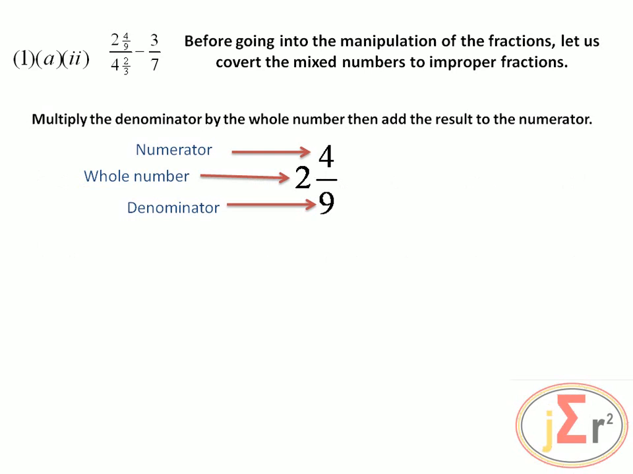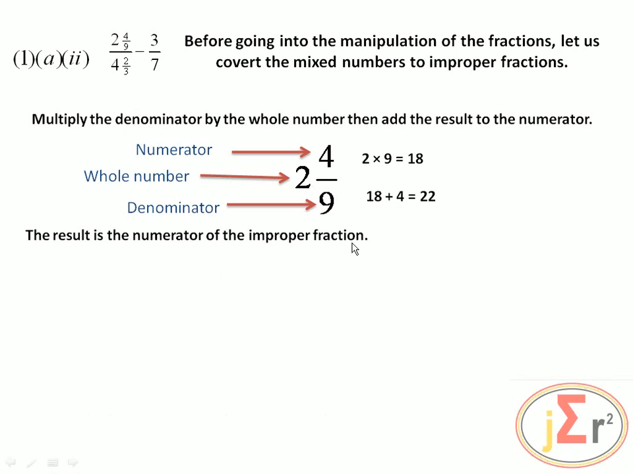Multiply the whole number by the denominator. 2 multiplied by 9 is equal to 18. Then we add the result to 4. That number that we have there, 22, is the numerator of the improper fraction. And what about the denominator? The denominator will be the same as before.